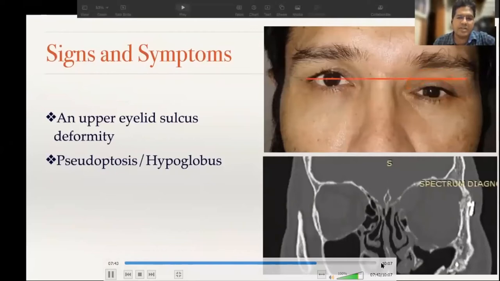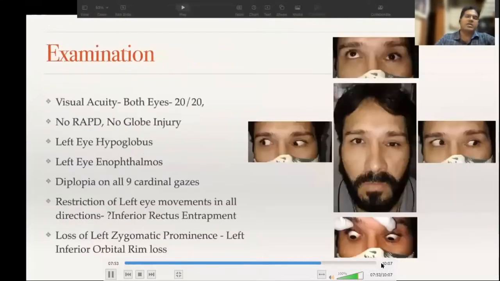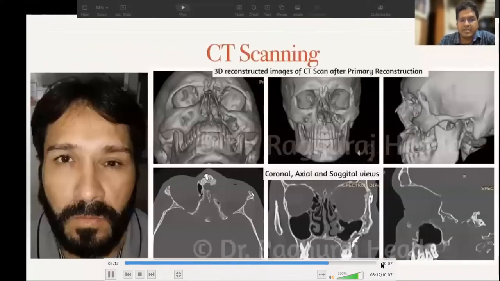Because of that, he also had a hypoglobus on the left side. Along with that, he had headache, nausea, vomiting, as well as bradycardia when he looked up, which involved the sympathetic nervous system as well. So, on further examination, we see that there is a restriction of upward movement, indicating that there's an inferior rectus entrapment. And also, we could not feel the infraorbital rim on the left side.